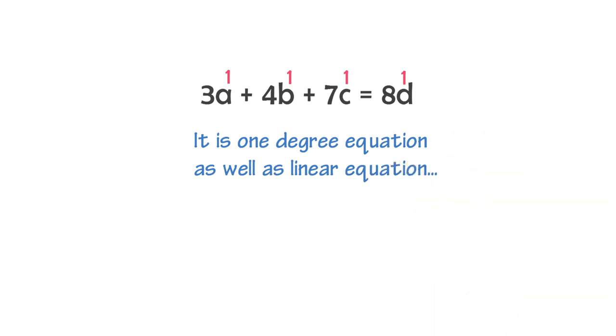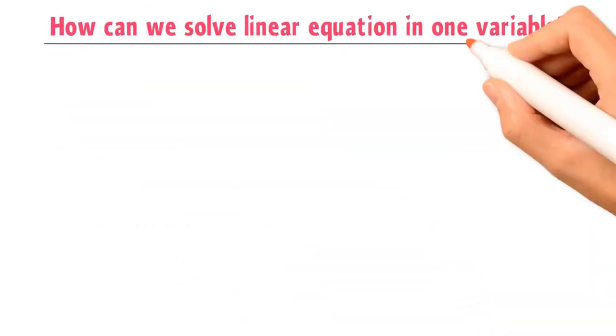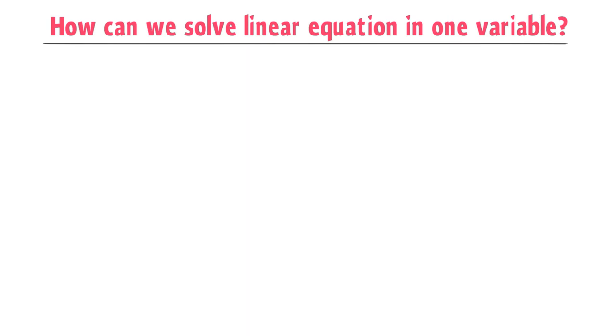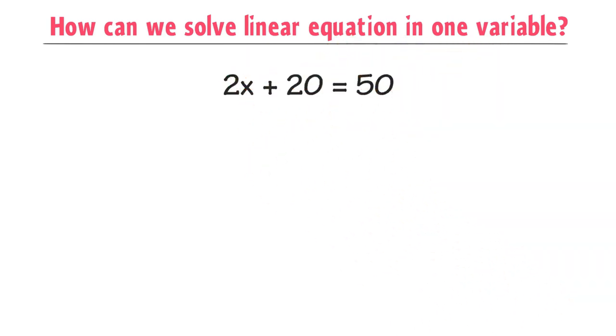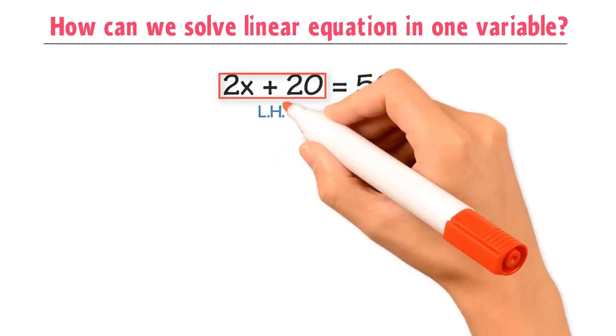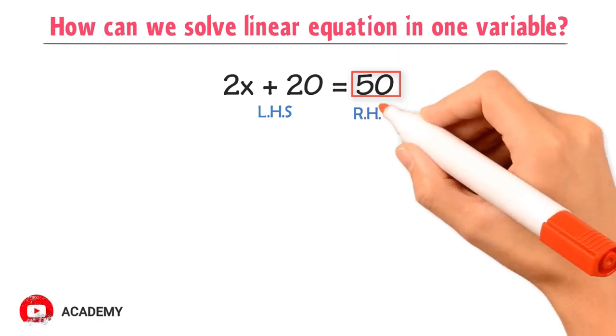Now let me teach you how we can solve a linear equation in one variable. For example, if a linear equation 2x plus 20 is equal to 50 is given, and we are asked to find the value of x, then it will be calculated as follows. Remember that this side of the equality sign is known as the left hand side, while this side of the equality sign is known as the right hand side.